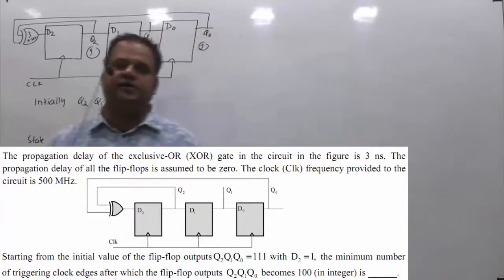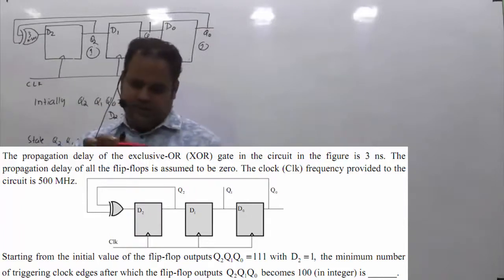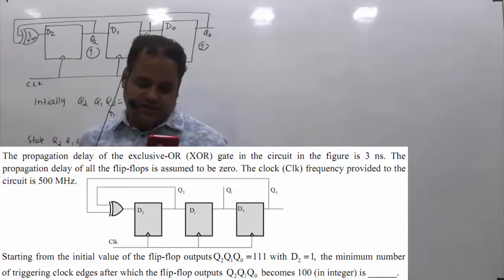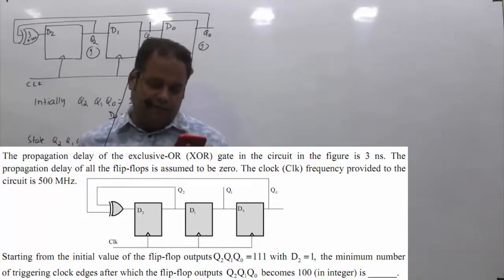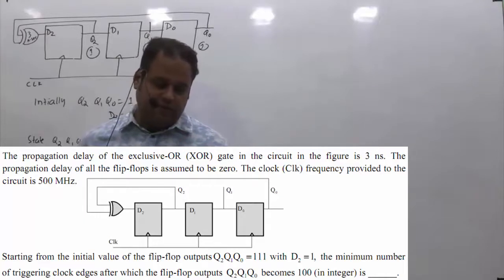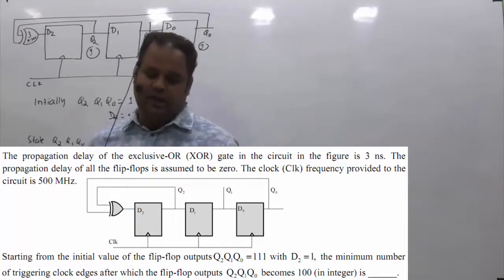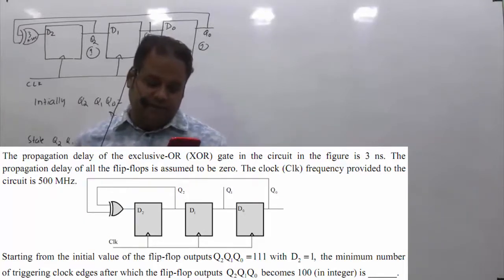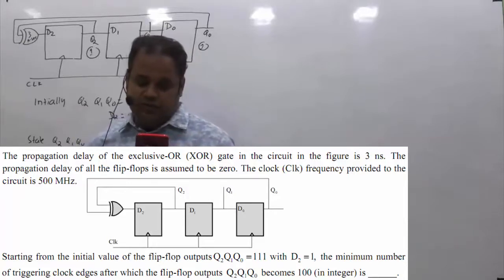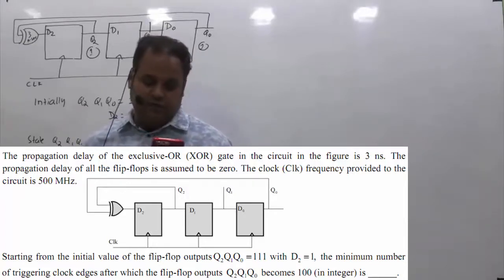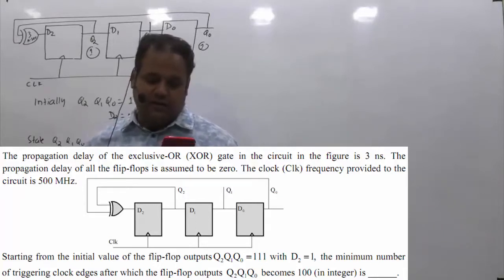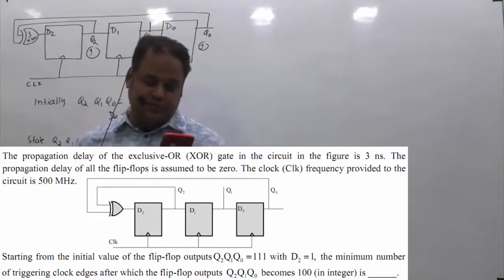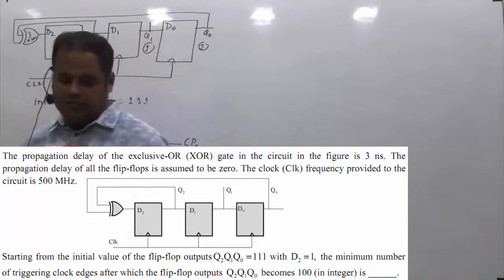This is from digital subjects and related to the counter concept. The given question is: the propagation delay of the XOR gate in the circuit is 3 nanoseconds. The propagation delay of all flip-flops is assumed to be 0. The clock frequency provided to the circuit is 500 MHz. Starting from the initial value of flip-flop outputs Q2, Q1, Q0 equal to 1, 1, 1 with D2 equal to 1, the minimum number of triggering clock edges after which flip-flop outputs Q2, Q1, Q0 become 1, 1, 0 in integer is dash.